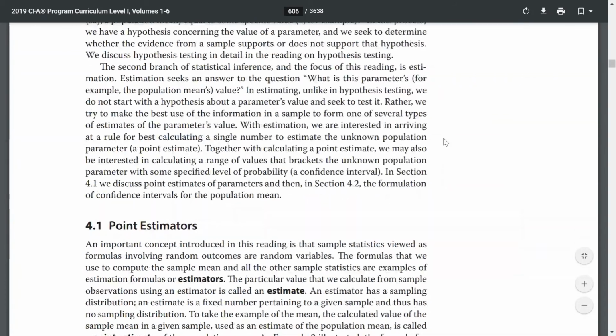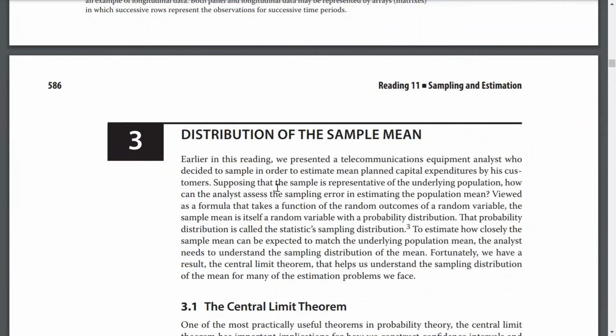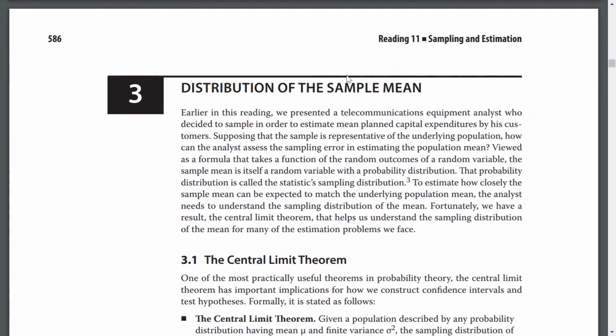Okay, I'll continue reading this part as well. Distribution of the sample mean. Earlier in this reading, we presented the telecommunication equipment analyst who decides to sample in order to estimate mean planned capital expenditure by his customers. Suppose that the sample is representative of the underlying population. How can the analyst assess the sample error in estimating the population mean?